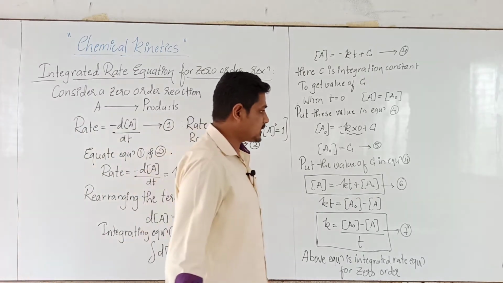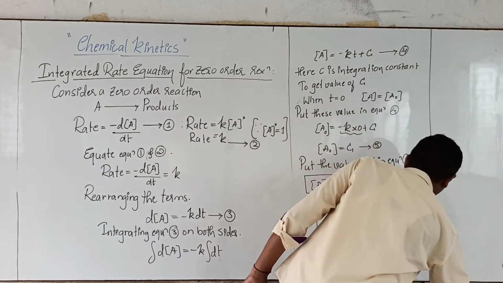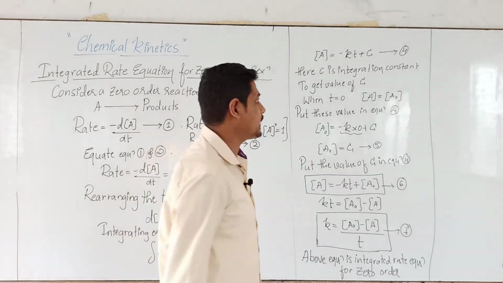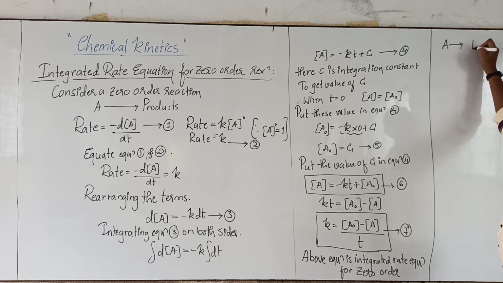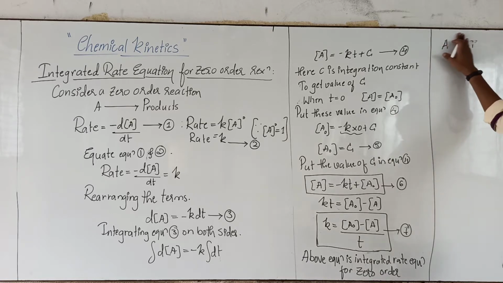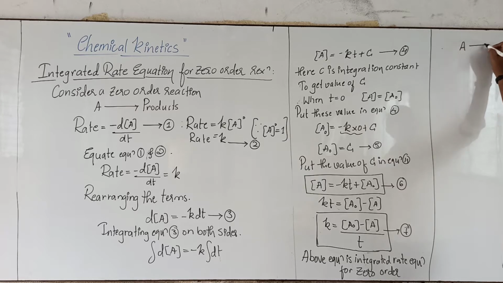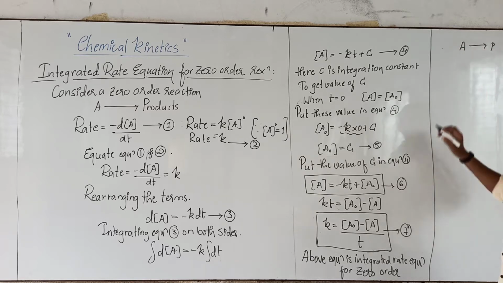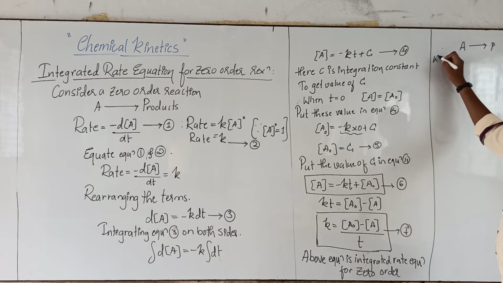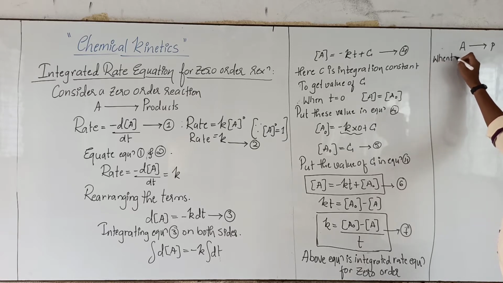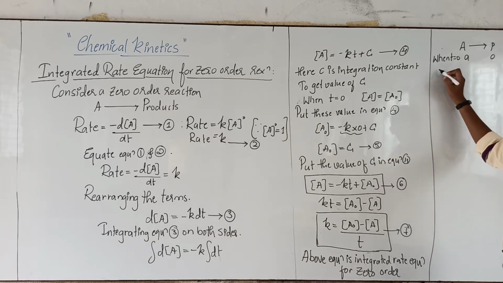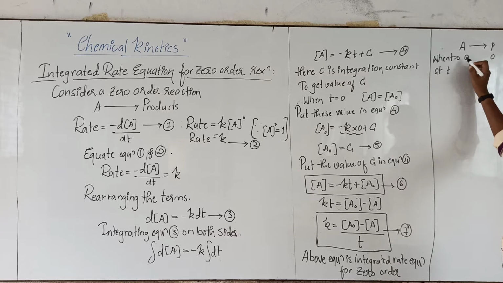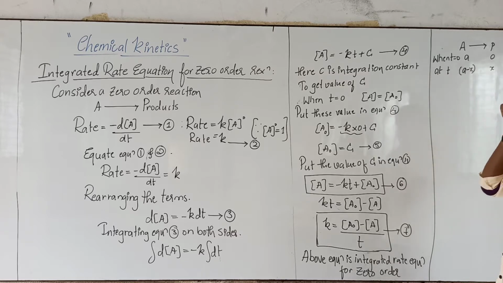Now in some textbooks they will prefer a different one. Let us see how they will write that. I'll consider the same reaction. A is giving me product. Then I will say that when T is equal to 0, let the concentration of A be A and the product will be 0. At time T, it will become A minus X, and this will be X.